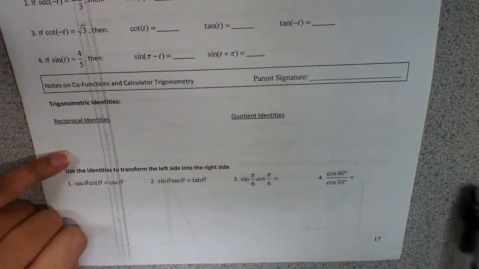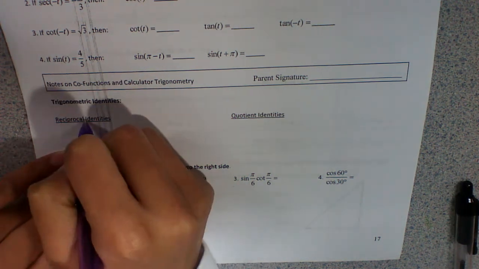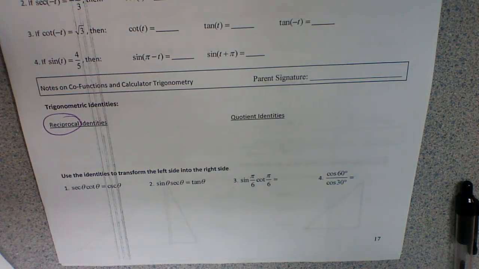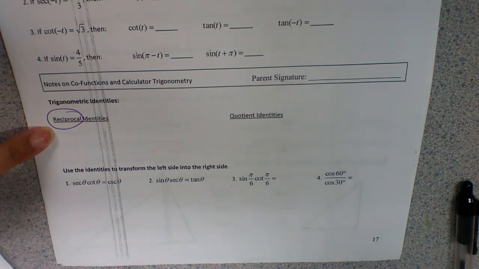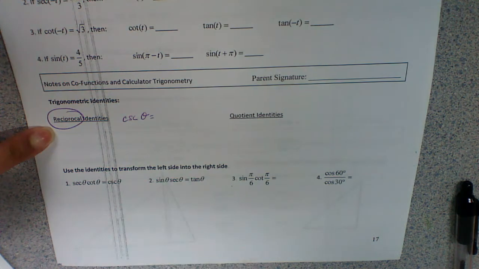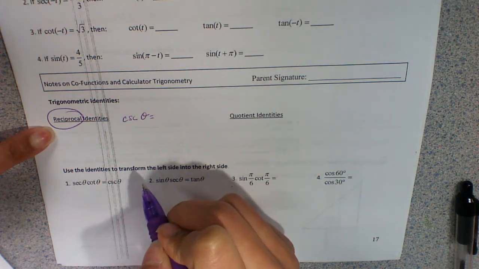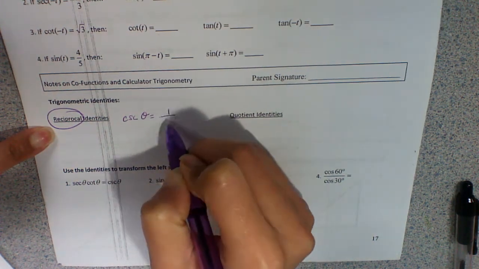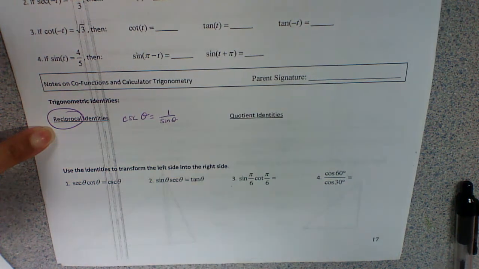But these so far are pretty basic because the first set are called reciprocal identities, and you know the reciprocals. You know that sine and cosecant are reciprocals. You know that cos and secant are reciprocals, and you know that tangent and cotangent are reciprocals. So if I actually write that down as a reciprocal, I'm going to say that cosecant of theta, since it's the reciprocal of sine, I'm going to write as 1 over sine to show exactly that.